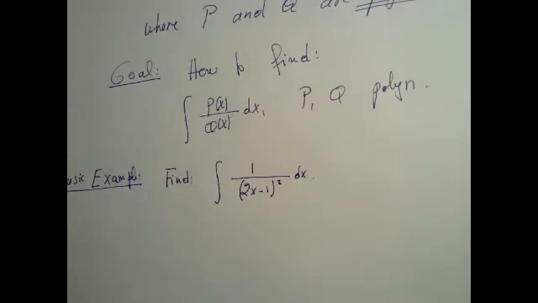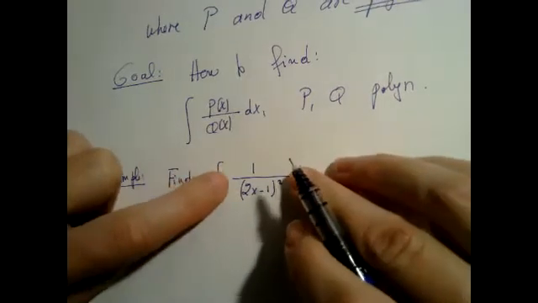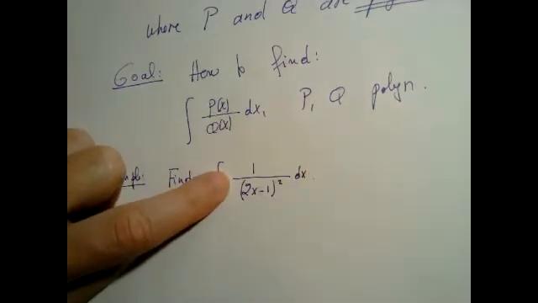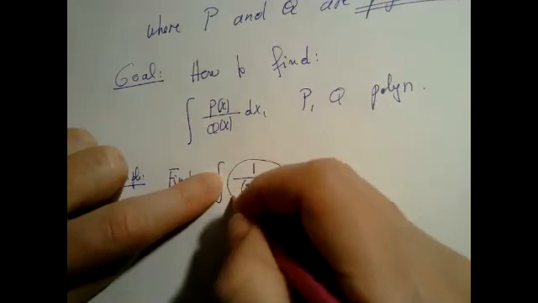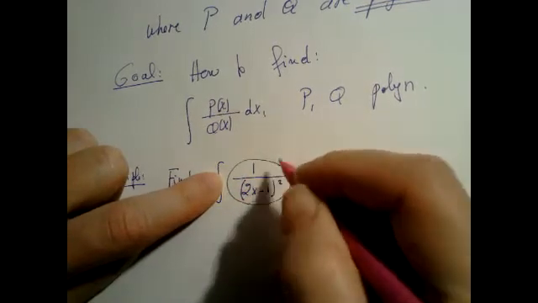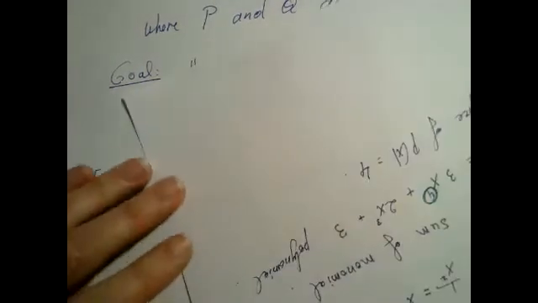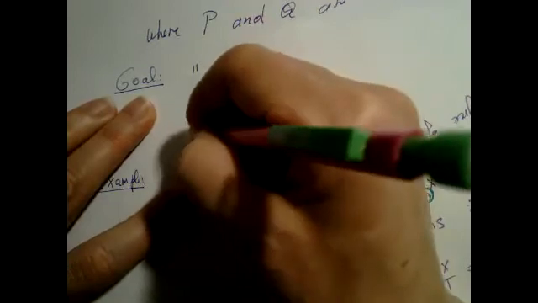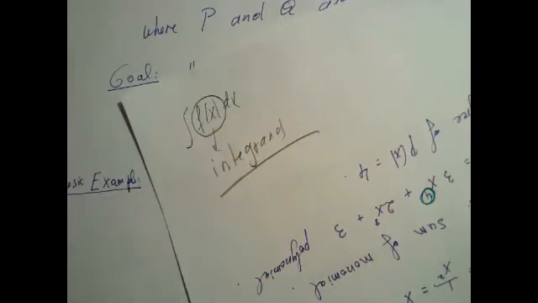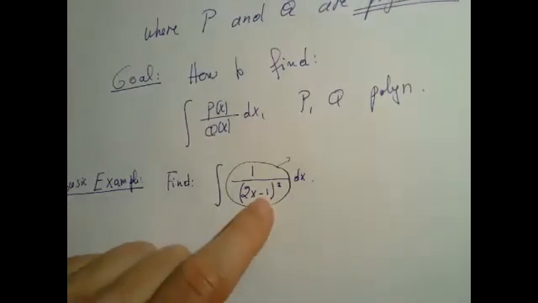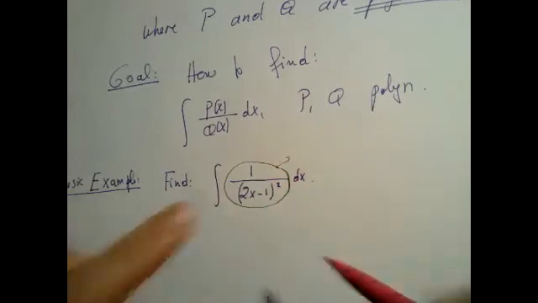Question number 1, is this a rational function? When I say this, I mean the integrand. What we integrate is called an integrand. So when I say integral of f of x dx, f is called the integrand. So when I use the word integrand, that's really what I mean. Now my first question asks, is this a rational function?